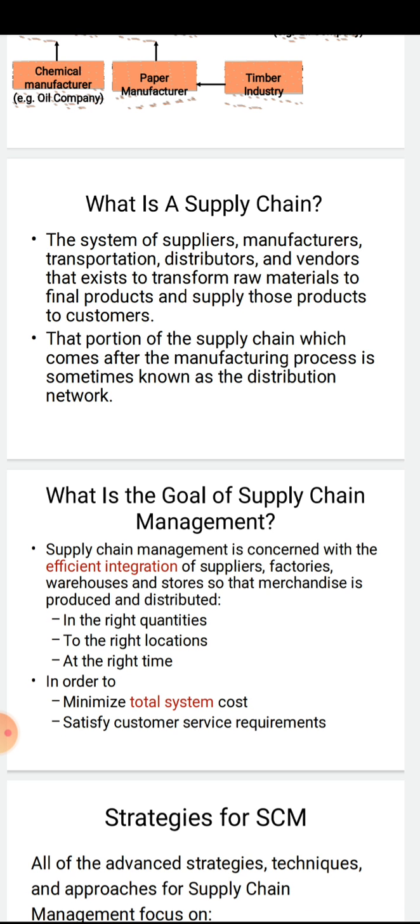So SCM is straightforward: to improve the delivery response time, increase effectiveness in transportation, reduce inventory, and increase greater stability throughout the supply chain. That is the goal of the supply chain, right?